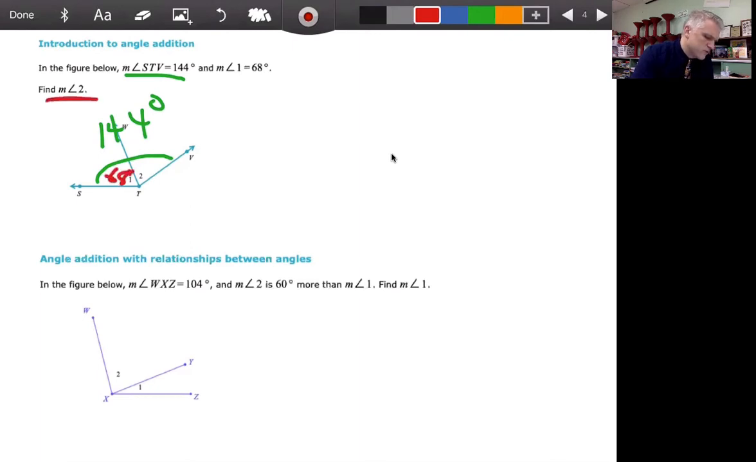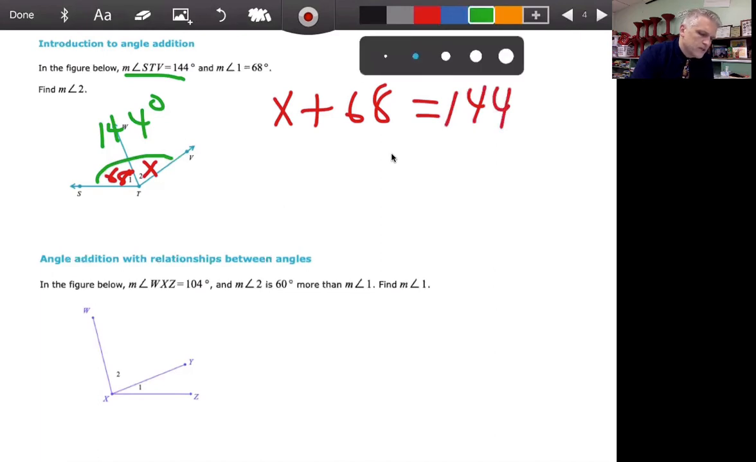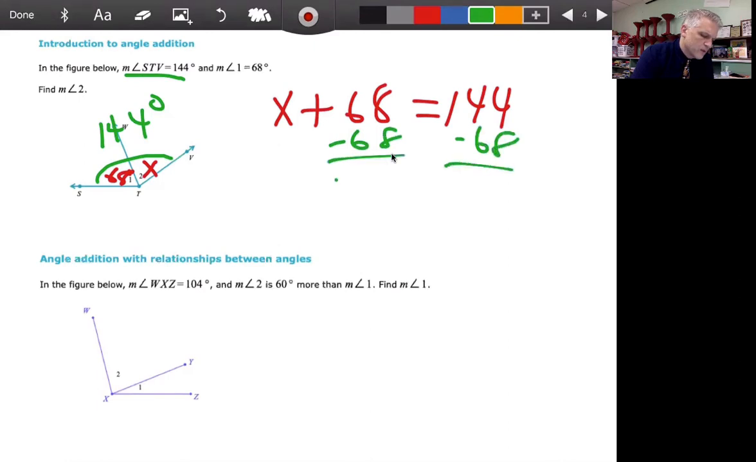And it says, what is the measure of angle 2? We can call it X. We like to do that in algebra. X marks the spot. So I hope that you can understand that you add the two small angles together. So we can call it X plus 68 equals the big angle, 144. Okay, easy peasy. We subtract 68 from both sides of our equation, and we are done. Okay, 76 degrees is the measure of angle 2.